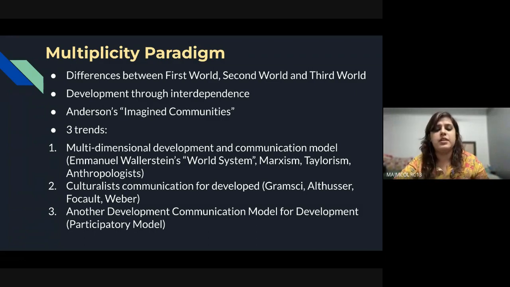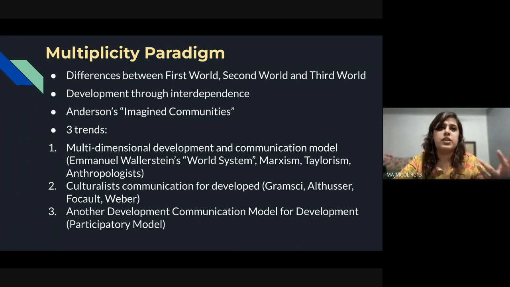During this time, there was Anderson's imagined communities concept, wherein Anderson says that communities need not be segregated just on the basis of geography, but might go across because of globalization, because of media, and at that time the internet was also coming about.